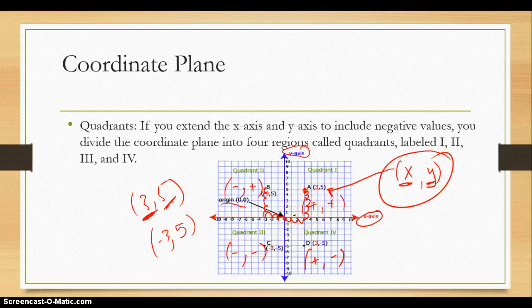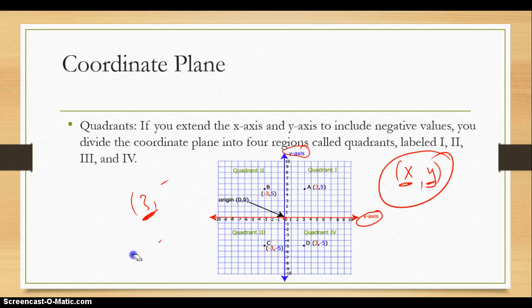Also, let me get rid of some of this information real quick. Okay, so let's say we had a point, let's say I told you point 2, 0. So we'd go over 2, and we'd stay right there. So my point would be right there. Now, if I asked you which quadrant that is in, that's not in a quadrant, that is on the x-axis. Okay, so it's not on a quadrant, it's on the x-axis.